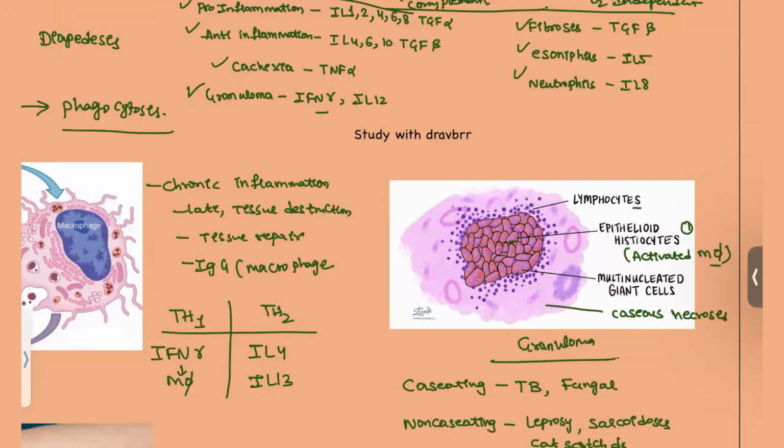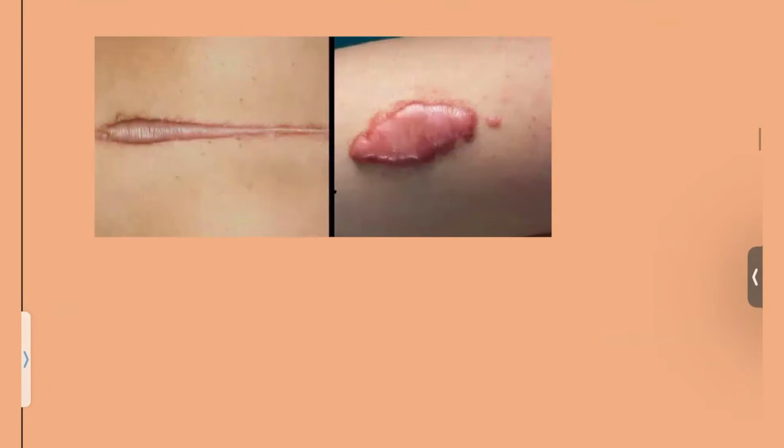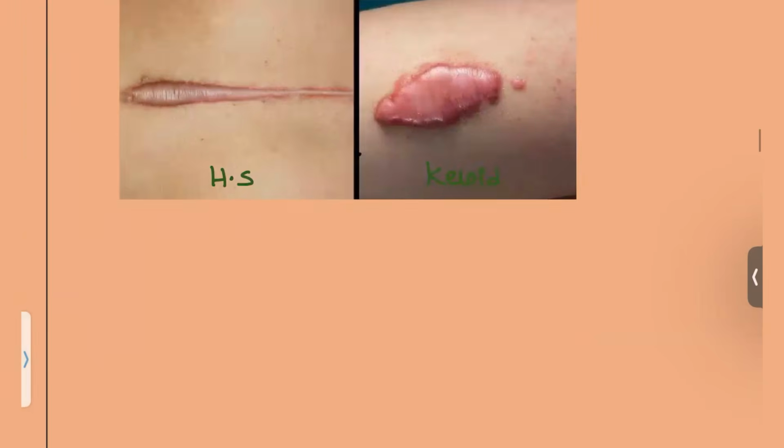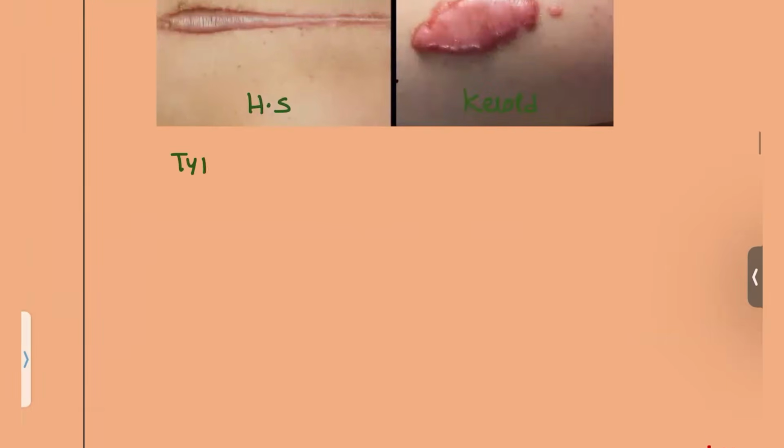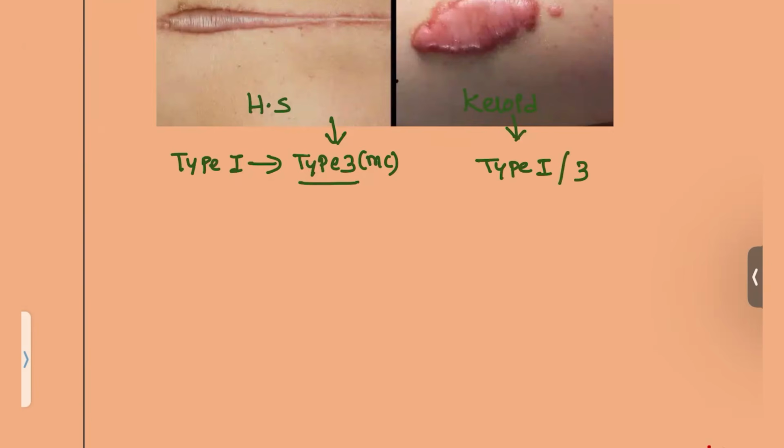Next, coming to the scar. Here you can see this is the hypertrophic scar and this is the keloid scar. Okay, in the hypertrophic, what is the collagen most commonly present here? Type 1, which is replaced by the type 3. Replaced by type 3. So most commonly hypertrophic scar is seen with the type 3. Whereas keloid, it is a combination. Okay, it is not going to replace, it is going to contain both type 1 and also type 3.